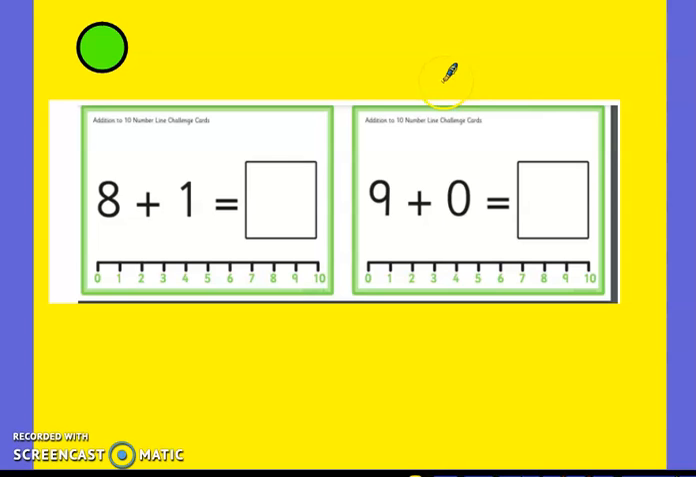Green group, you've got the same. So you've got 8 add 1. So you're going to start on 8, and you've got to do 1 jump. 8 add 1 is 9. So you're going to write your number nice and clearly in the box. Okay, 9 add 0. So if we're not jumping anywhere, are we, if we're adding 0? So 9 add 0 is still 9, isn't it? They're both 9, those two.